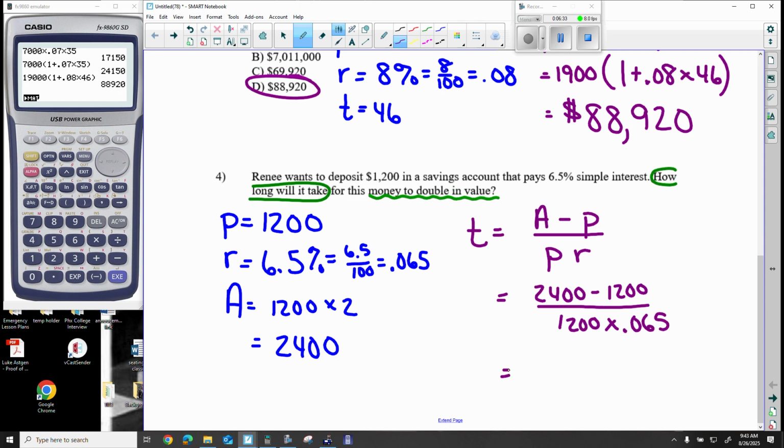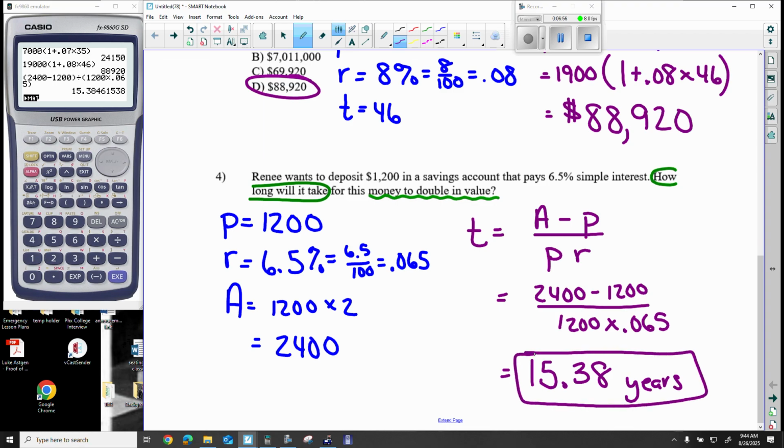So how long will this take? That's 2,400 minus 1,200, divided by 1,200 times 0.065. And that's going to be taking 15.38 years. All right, that's how long it's going to take.